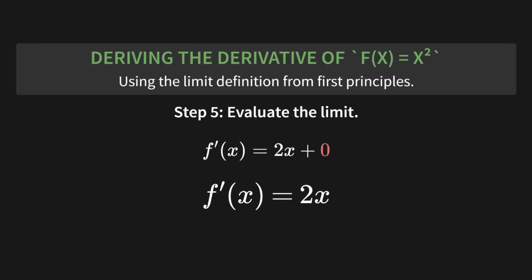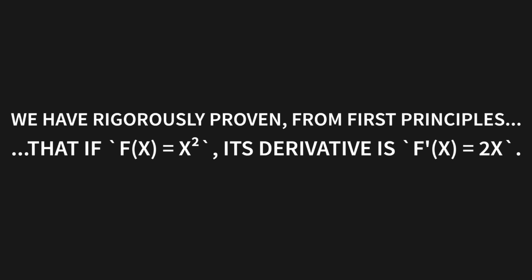Which brings us to our final move. Step 5. Evaluate the limit. Now that the denominator is gone, it's finally safe to let h become 0. So we have 2x plus 0, which is just f prime of x equals 2x. And we're done. We have rigorously proven from first principles that if f of x equals x squared, its derivative is f prime of x equals 2x.